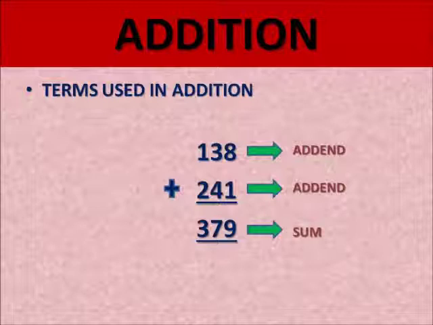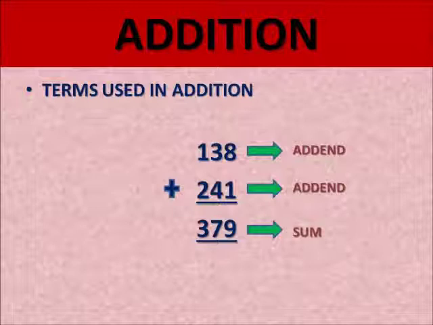Now, what are the terms used for numbers in an addition? That is, the numbers that are used during addition, what are they known as? So, the numbers that we add are called addends. And the answer we get after adding those numbers is called the sum.